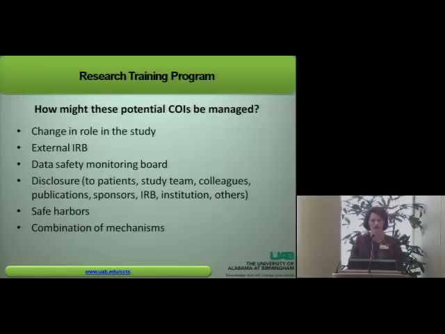On this slide is a list of mechanisms that many organizations might use to help avoid the appearance of bias. For instance, changing the roles in the study. With his relationship with the company as a consultant, perhaps Dr. Researcher might be a co-investigator and have a colleague join him as PI. An external IRB from a collegial institution, an external group, along with a data safety monitoring board, may help oversee risks to patients.